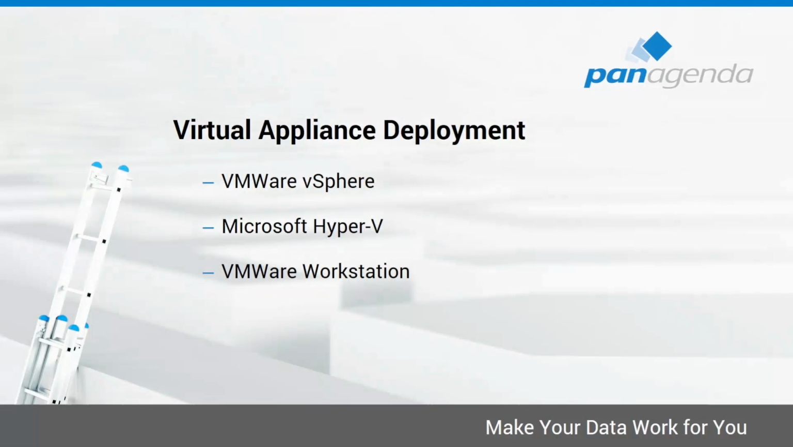We start out with deploying the virtual appliance, and we will do that in VMware vSphere, Microsoft Hyper-V, and VMware Workstation. VMware vSphere is the recommended virtualization platform for production environments, whereas VMware Workstation is really only recommended for trial installation and evals. Regardless of that, we will show how to install on all 3 of these platforms.